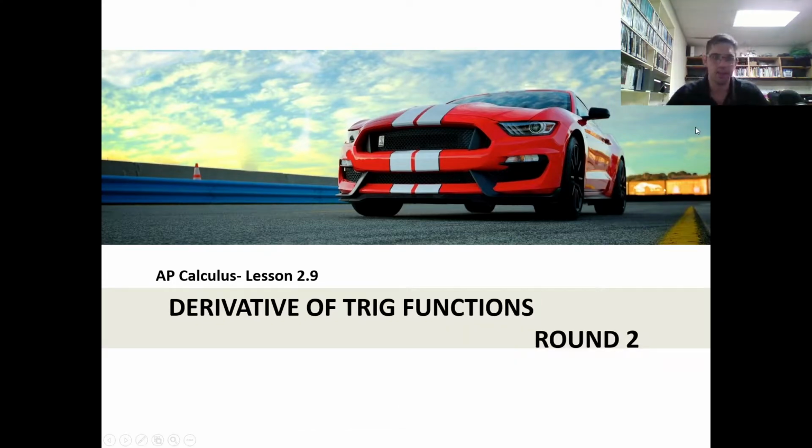Alright, this is lesson 2.9 in our calculus class. Unit 2 is on derivatives. Lesson 9 is on derivative of trig functions, round 2.